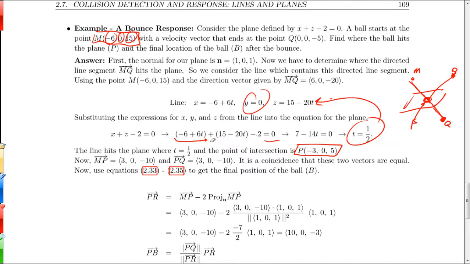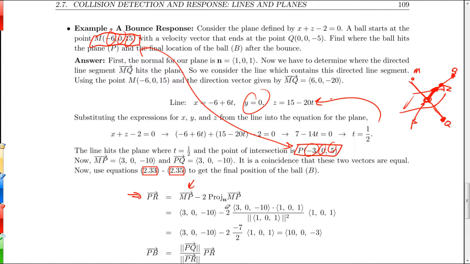Right? And then my bounce starts by finding PR. This was the PR. Right? I basically got the bounce direction, but I had the wrong distance. So I have to take MP, right? There's M up here. There's P down there, so I basically take P minus M, so that's negative 3 minus negative 6, it's positive 3, 0 minus 0, 5 minus 15, negative 10.